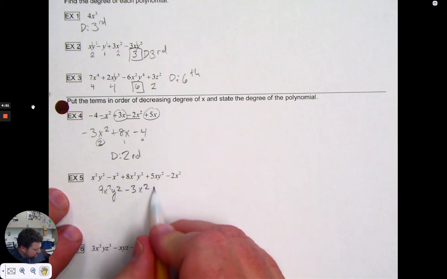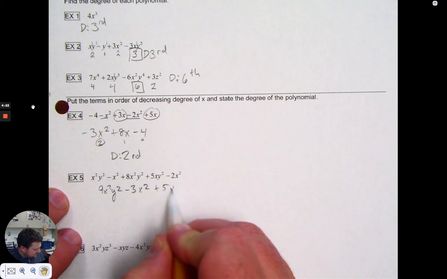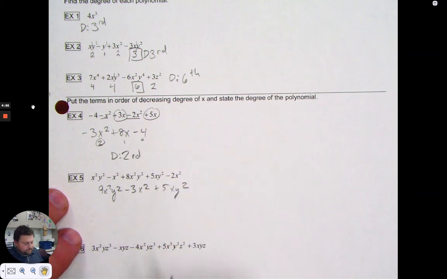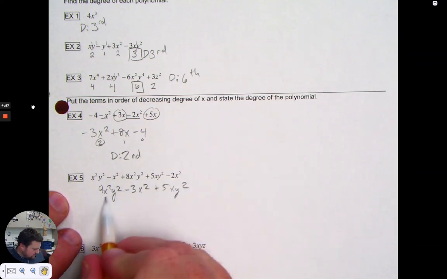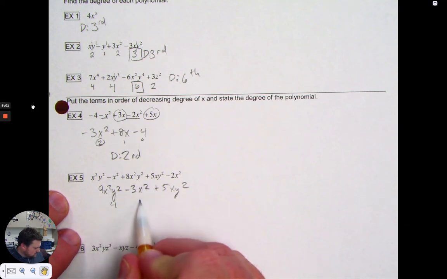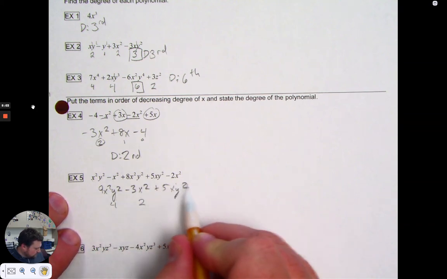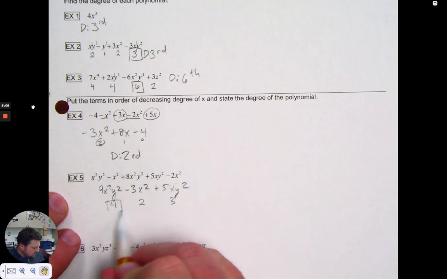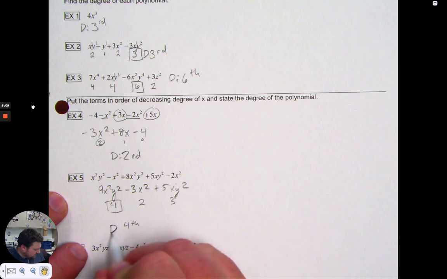And then we're left with just this 5xy squared. And then we go through and we look at it and we say, okay, what's the degree? Well, 2 plus 2 is 4. This just has a 2 by itself, and this would be 1 plus 2, which is 3. 4 is the highest, therefore this is a 4th degree.